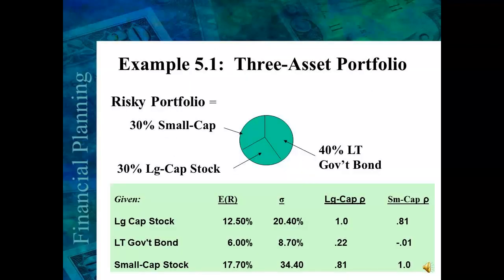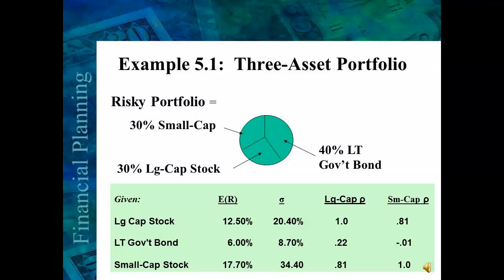Let's work an example for a 3-asset portfolio. This risky portfolio consists of 3 assets: a large cap stock, a long-term government bond, and a small cap stock. The large cap stock accounts for 30% of the total portfolio. The bond and small cap stock account for 40% and 30% respectively.